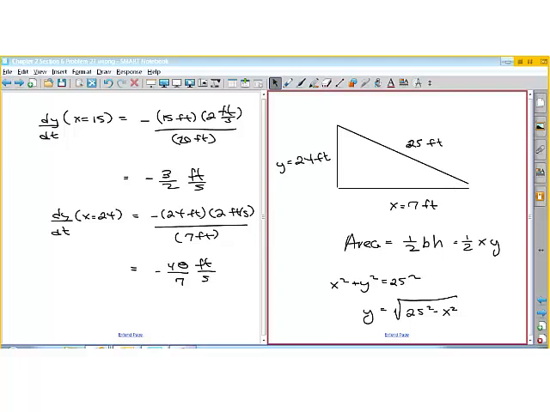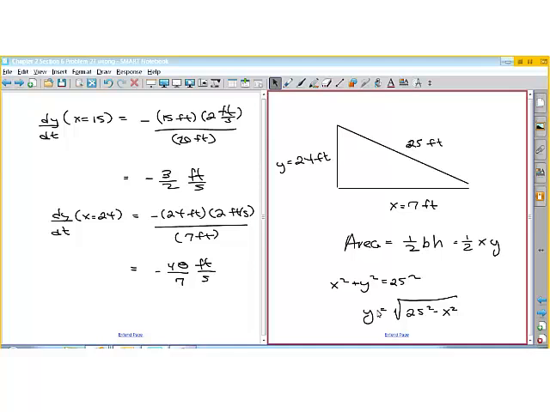So the area is 1/2 the base times the height. The base is x and the height is y, so we have A = 1/2 x times y. Now, to find dA/dt, we can take the derivative. There are two ways of doing it, and I'll show you both. One way is to solve for y in terms of x, plug it in to make this all in terms of x, and then take the derivative. Or I'll do it the other way, which I haven't done yet. This one gets a little hairy when you do the derivative.